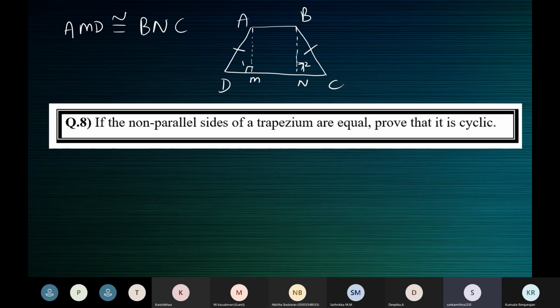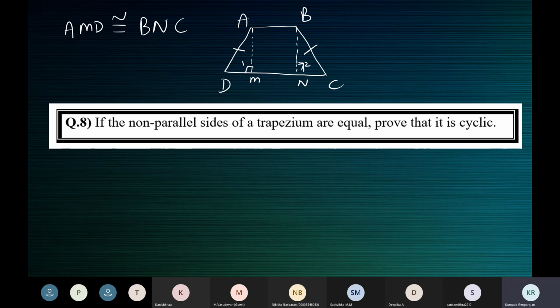We constructed a perpendicular. Construction, perpendicular. Correct. So what's the congruence criterion? RHS. By the RHS rule, the two triangles are congruent to each other. By construction, we have angle 1 is equal to angle 2, 90 degrees, that is R, the right angle. For H, AD is equal to BC, AD hypotenuse, BC hypotenuse, they are equal.